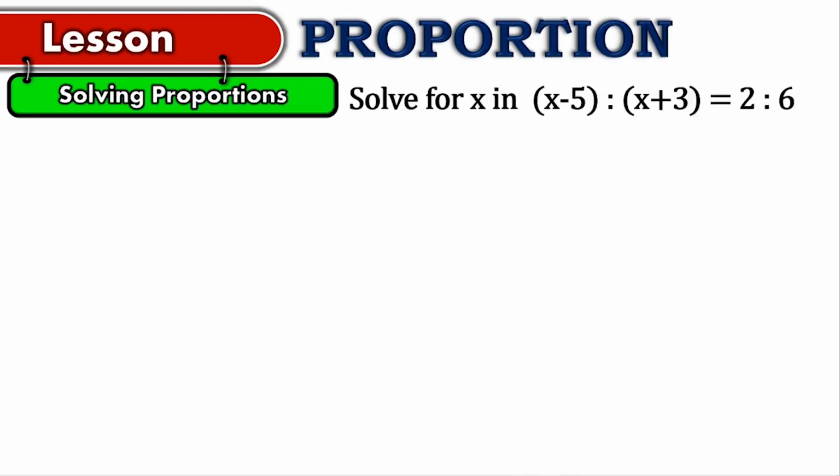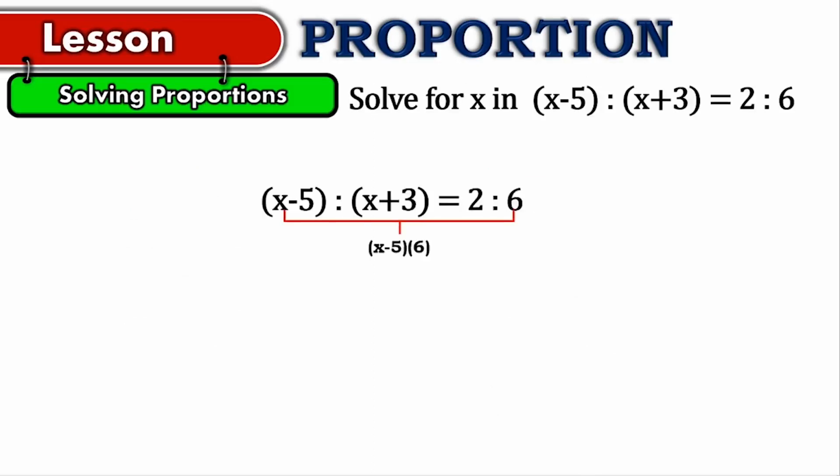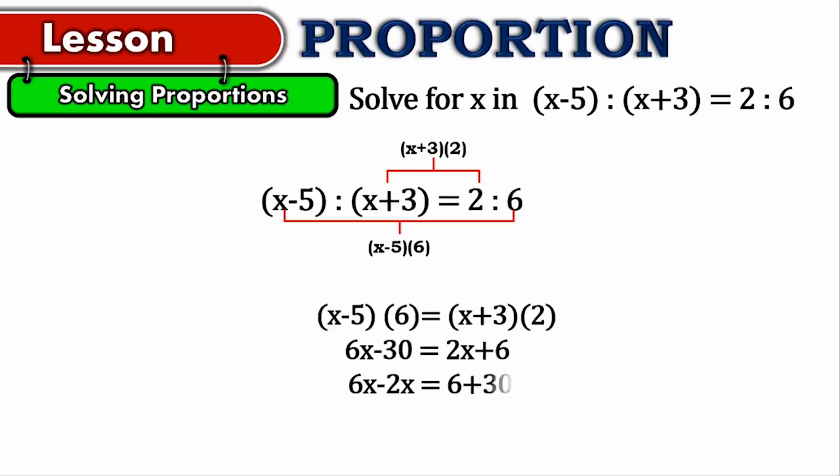Example number 3. Solve for x in the proportion the quantity of x minus 5 is to the quantity of x plus 3 equals 2 is to 6. In this proportion, the extremes are the quantity of x minus 5 and 6, while the means are the quantity of x plus 3 and 2. Equating the product of extremes and product of means, we have the quantity of x minus 5 multiplied to 6 equals the quantity of x plus 3 multiplied to 2. Applying appropriate properties of equality, the value of x is 9.